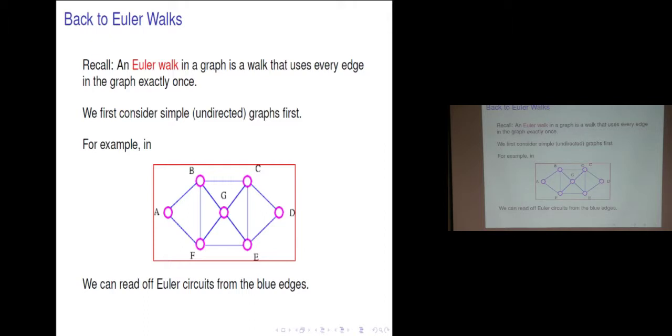Right. So you can do, okay, let's try. So A to B, B to F, F to G, G to B, B to C, C to G, G to E, E to C, C to D, D to E, and E to F, F to A. Is it right? Oh, you can try. It's not unique. You can have lots of options.